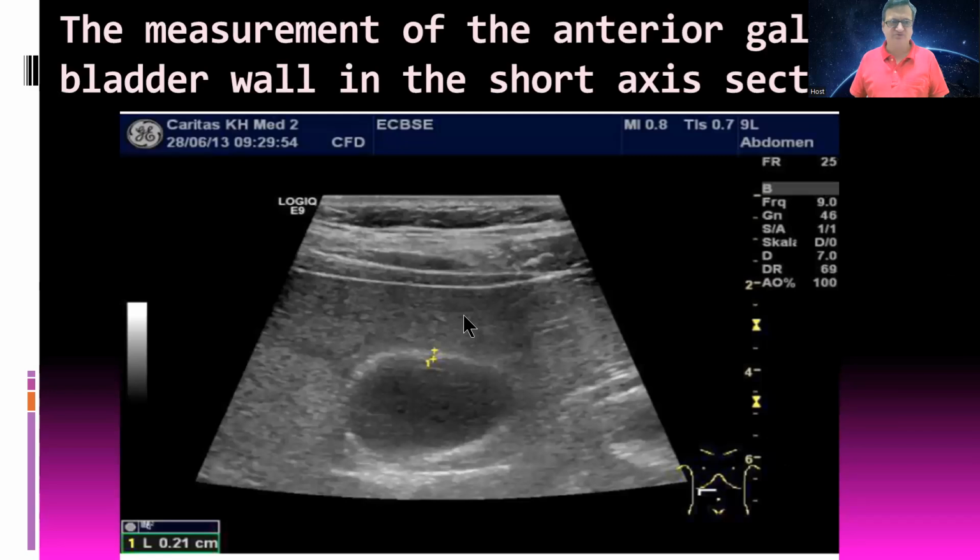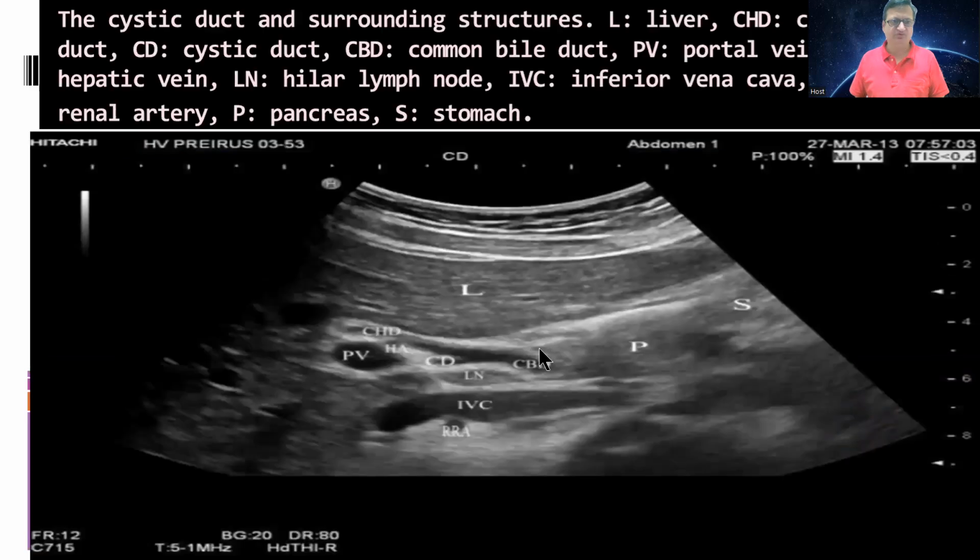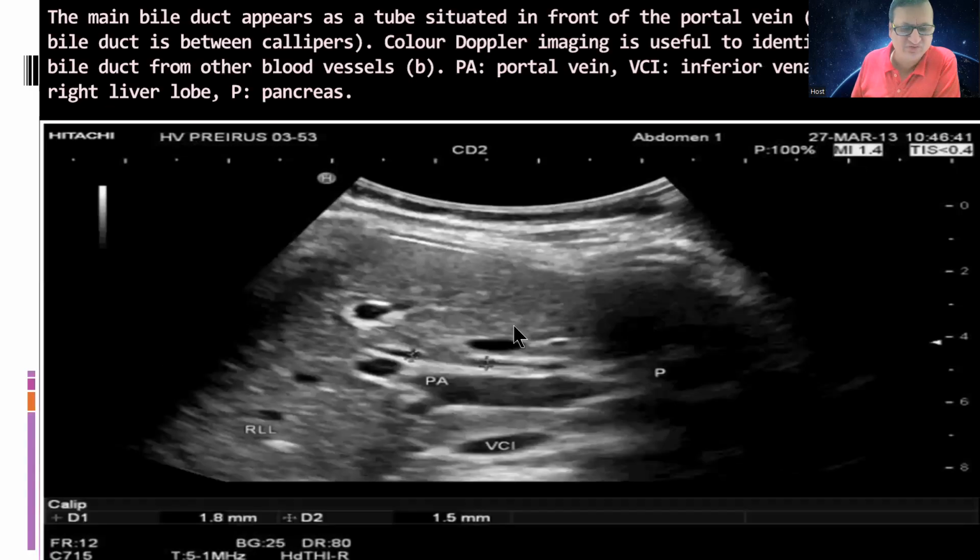Then we take the transverse section, short axis view, and see the gallbladder wall. Measurement of the anterior gallbladder wall should be done in the short axis section. We move the probe. Then we see the common bile duct and common hepatic duct and the portal vein and the hepatic artery. This is the area of the porta hepatis.